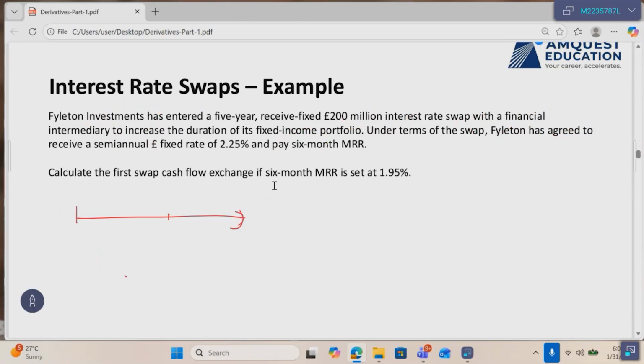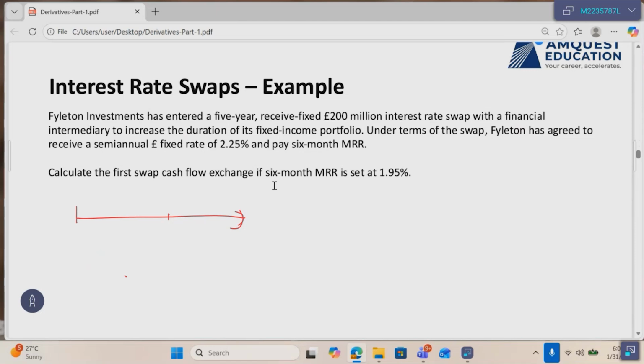For the swap contract, receiving a fixed $200 million interest. Under the swap, the firm has agreed to receive a fixed rate of 2.5 and pay MRR of whatever. Now remember, the MRR is a rate.